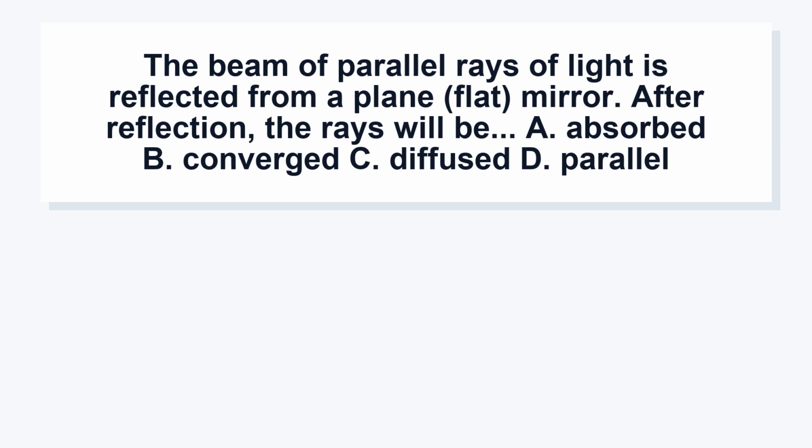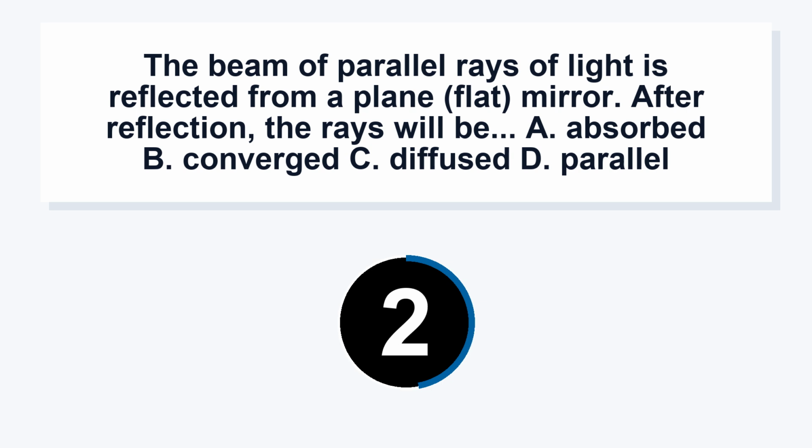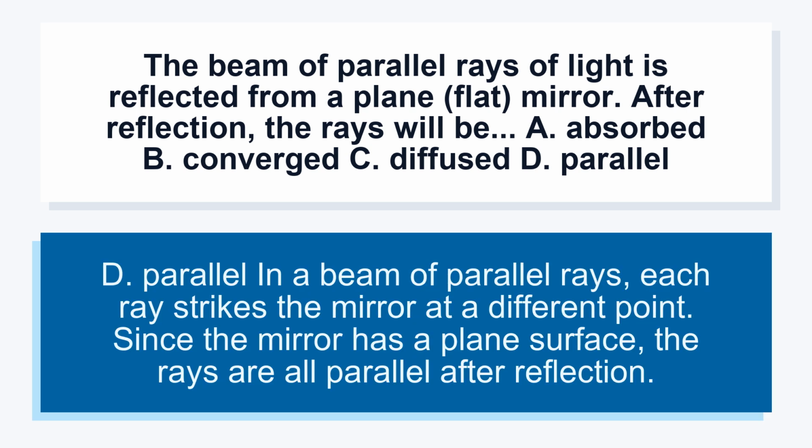A beam of parallel rays of light is reflected from a plane, flat mirror. After reflection, the rays will be A. absorbed. B. Converged. C. Diffused. D. Parallel. D. Parallel. In a beam of parallel rays, each ray strikes the mirror at a different point. Since the mirror has a plane surface, the rays are all parallel after reflection.